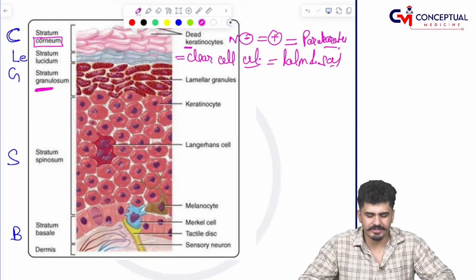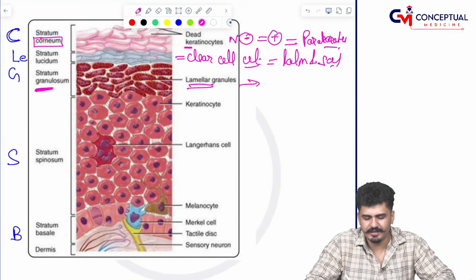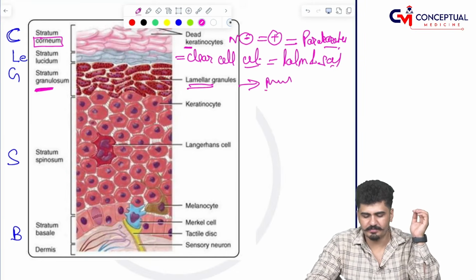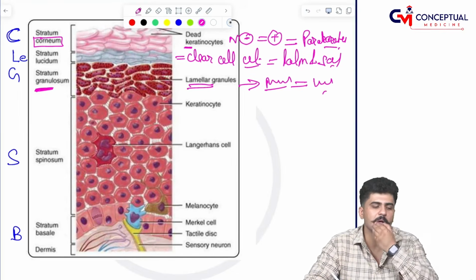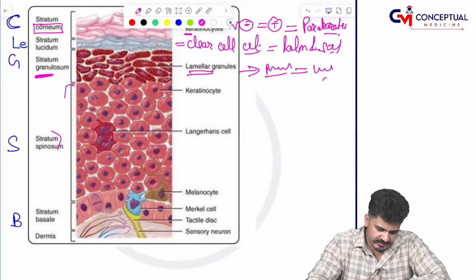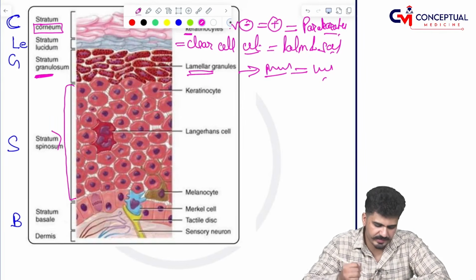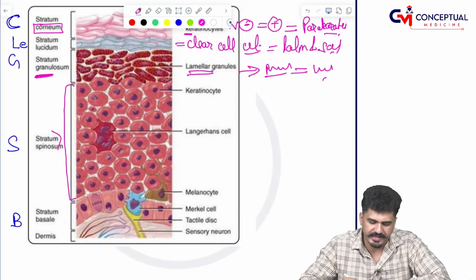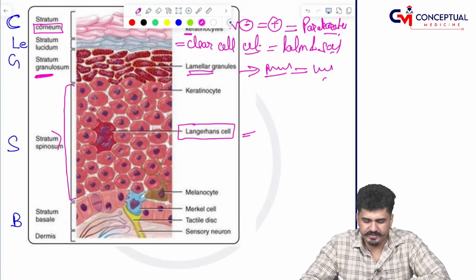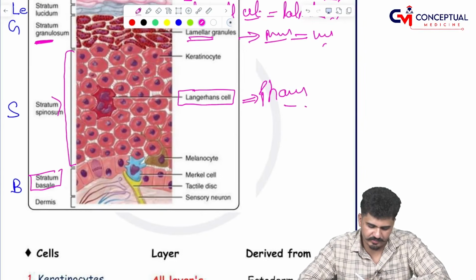Granulosum, where lamellar bodies are present. Lamellar bodies do the work of moisturization. If lamellar bodies are absent, it will lead to winter eczema. Now spinosum, you can see this is the thickest layer, having special cells called Langerhans cells, whose function is phagocytosis. Stratum basale is the first layer to be synthesized.